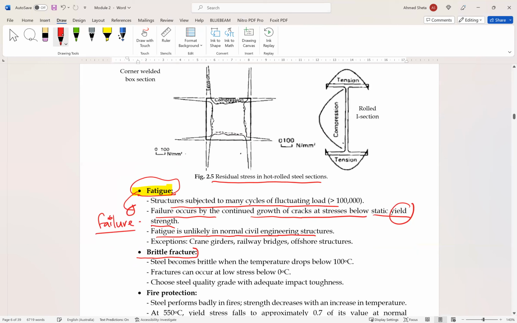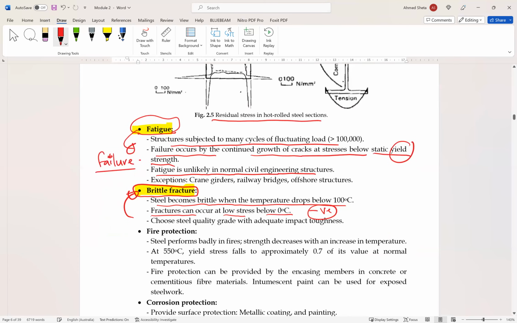Also, brittle fracture. Steel becomes brittle when the temperature drops low, and fracture can occur at low stresses below 0 Celsius. When the temperature is negative, the steel will be susceptible to brittle fracture. So under low temperature, the steel is more brittle than ductile.